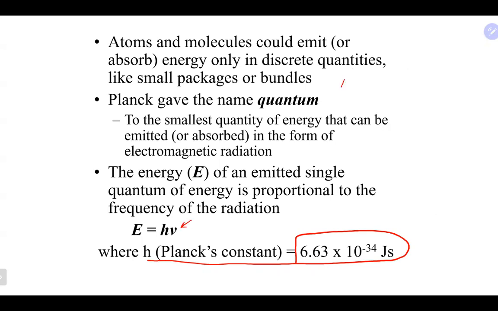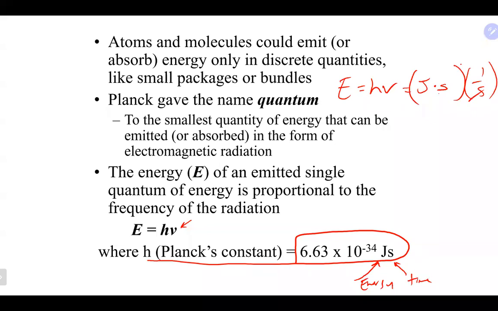If we look at the units associated with this, H is joules times seconds. Joules is an energy unit. Obviously, seconds is a time. And if we multiply it by our frequency, which is 1 over seconds, the seconds will cancel. And when we use this equation, we will end up with units of joules when it's all said and done, which is good because that's a unit of energy. We can obviously calculate the energy associated with a wave if we know the frequency.